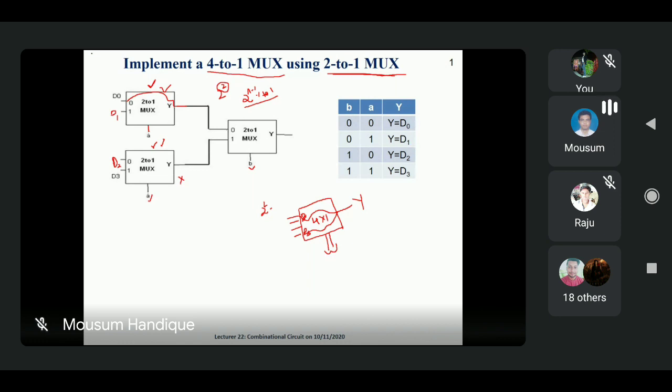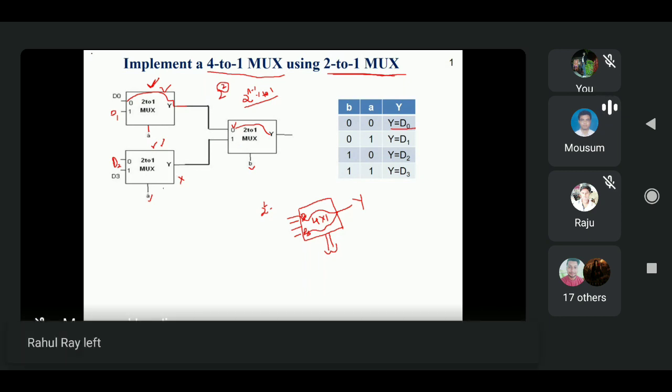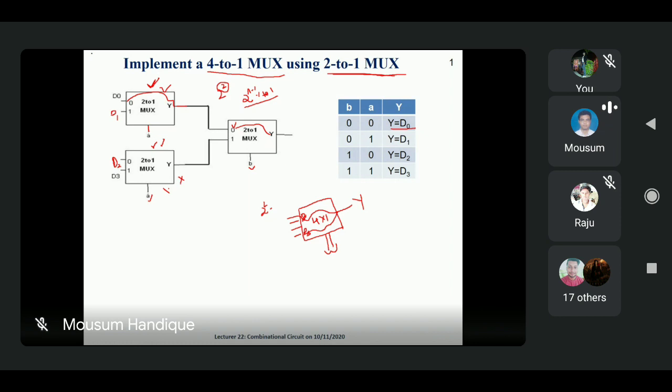And this particular Y is connected with this particular 0, and the output is propagated to here, Y. So if B equal to 0 and A equal to 0, Y equal to D0, and D0 belongs to this first mux. Okay. So when we are computing based on this signal, automatically the circuit is not working with the other 2 to 1 mux. That is the beauty of multiplexers.